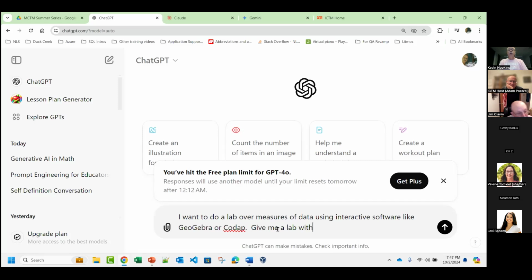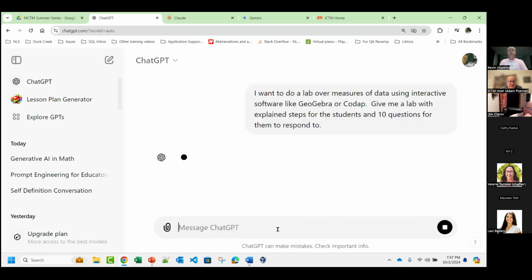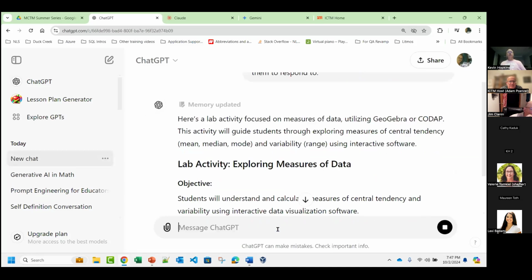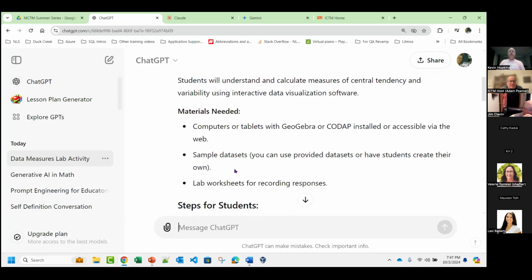Give me a lab with explained steps for the students, and 10 questions for them to respond to. And let's just see what it's going to do. And so it generates. We're going to guide through exploring measures of central tendency, the mean, median, and mode, and variability. Gives the objective, gives what I'm going to need.